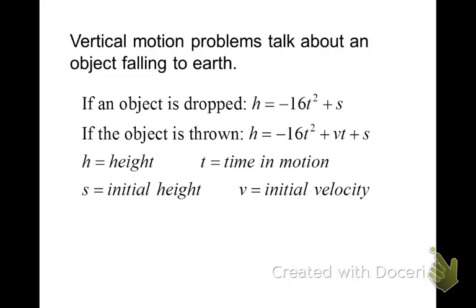Now, if you throw an object, the equation changes a little bit, and the s goes to the end, and we have a vt. That vt is the initial velocity. So if we throw the ball, or any kind of object, we're going to have initial velocity. Now, last thing, that negative 16 is the constant for an object falling to Earth. If we were going to do an object that was falling on the moon, we would have a different number for the 16.